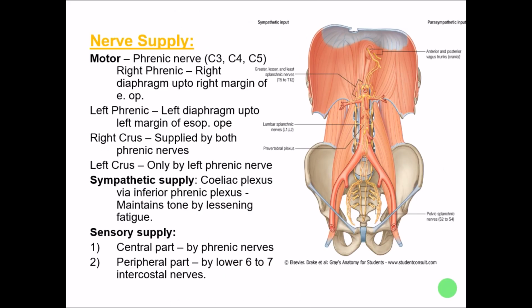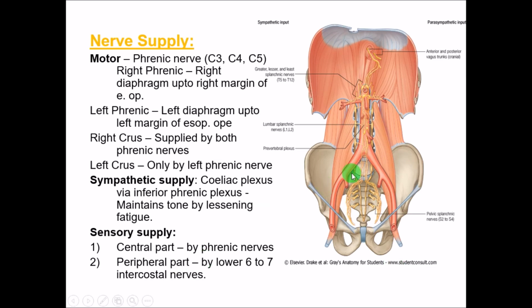Now talking about the nerve supply, the nerve supply of this diaphragm is by the phrenic nerve. The phrenic is the Greek name which indicates, phrenic means diaphragm itself. So it is the nerve to the diaphragm that is called the phrenic nerve. It is a motor nerve because, as you know, this is a skeletal muscle. It is motor, but the phrenic nerve is a mixed nerve with the root values C3, C4 and C5.